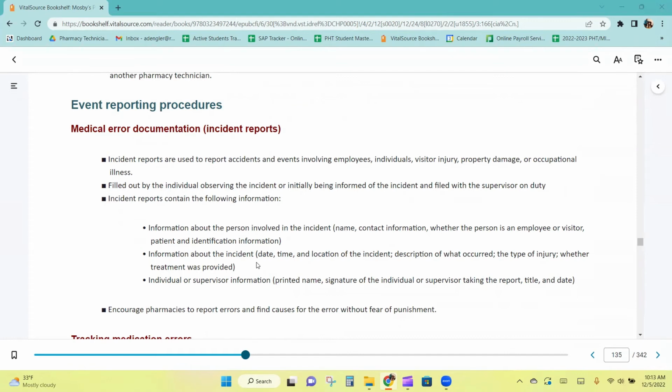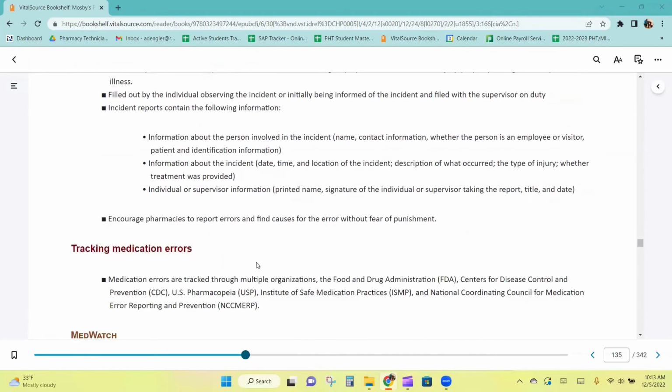Incident reports contain the following information: information about the person involved in the incident, information about the incident, and individual or supervisor information. And we should encourage pharmacies to report errors and find causes for the error without fear of punishment.